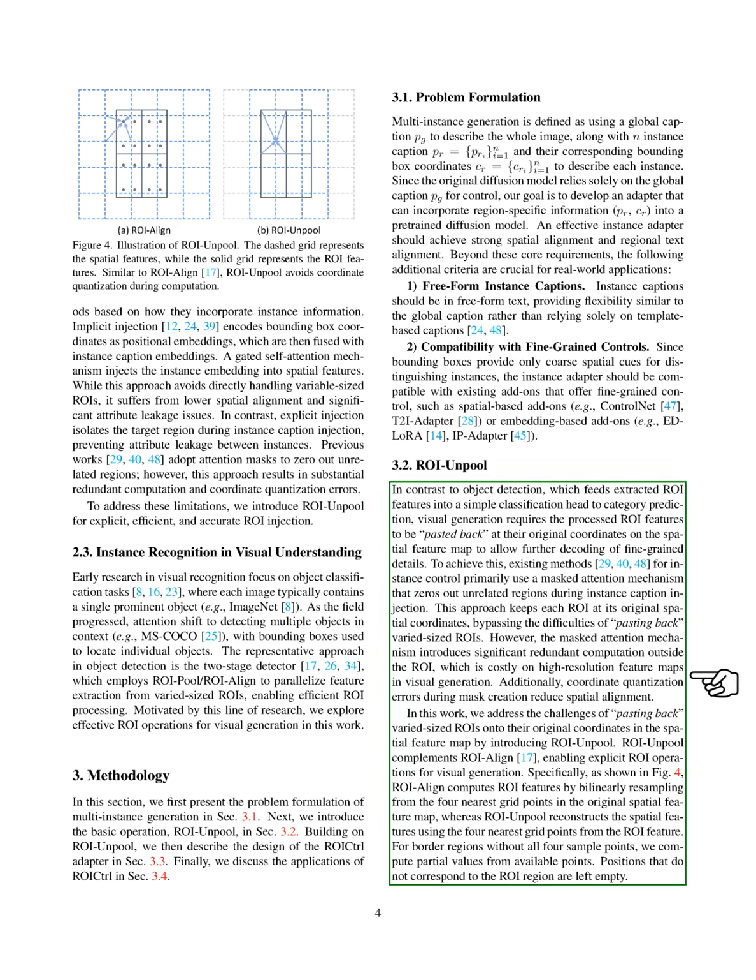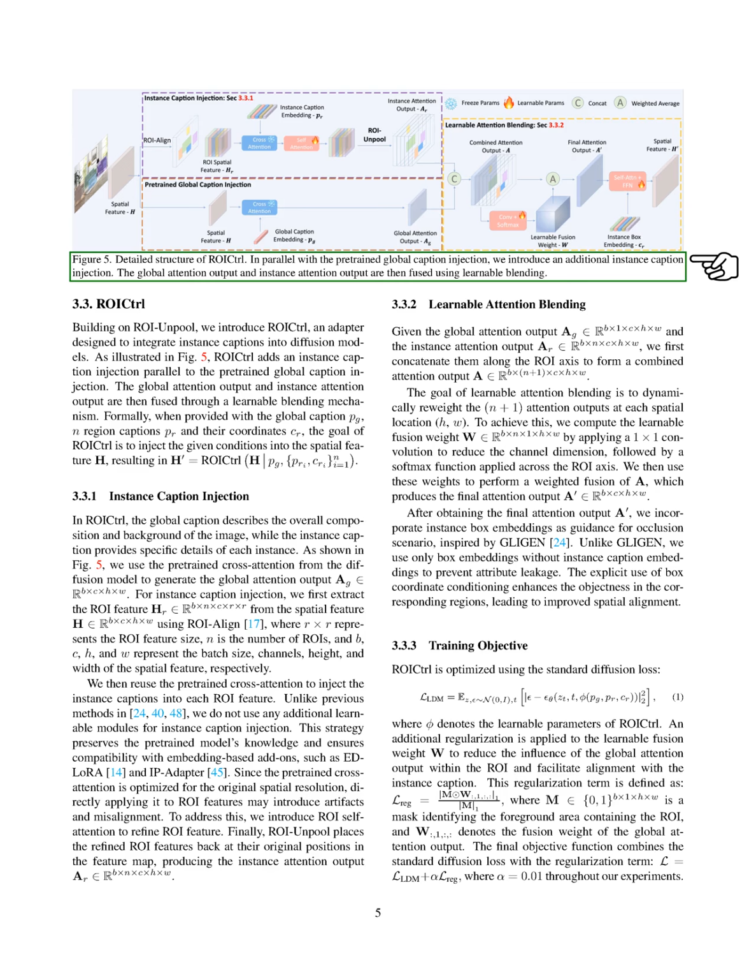Section ROICtrl. In this section, we introduce ROICtrl, an adapter that integrates instance captions into diffusion models, building on ROI unpool. As shown in our figure, ROICtrl adds an instance caption injection alongside the existing global caption injection. We combine the outputs from global and instance attention using a learnable blending method. Specifically, when we have a global caption and multiple region captions with their coordinates, ROICtrl aims to inject these conditions into the spatial feature, resulting in a modified feature.